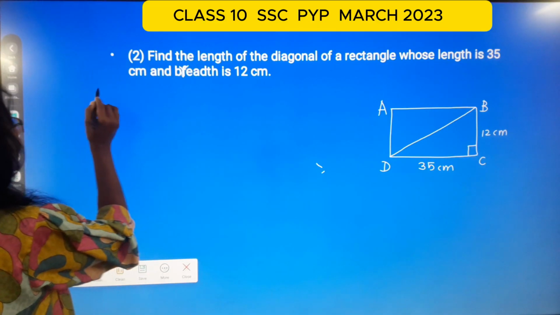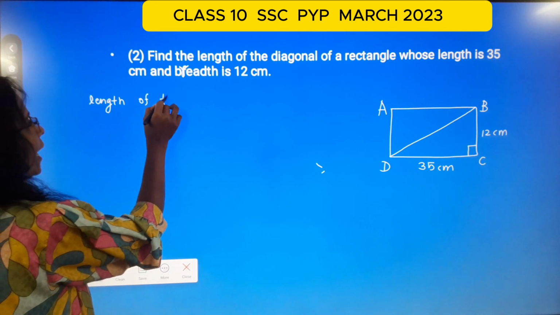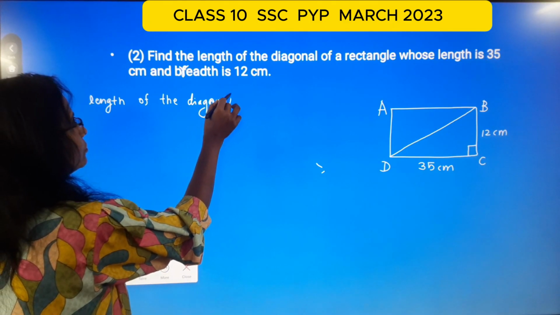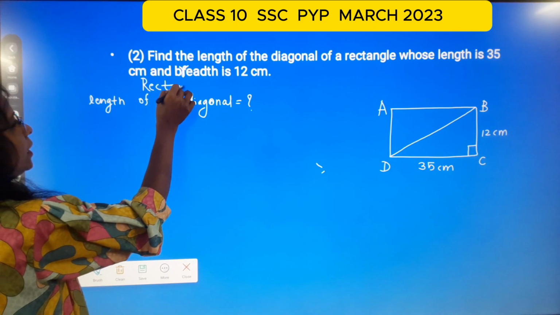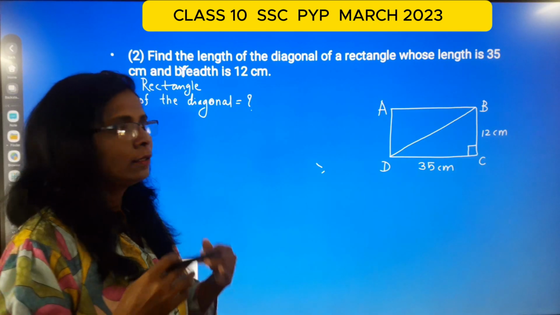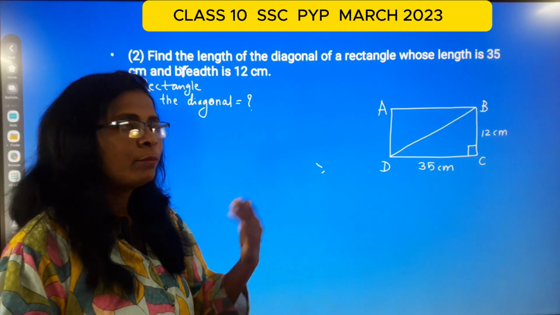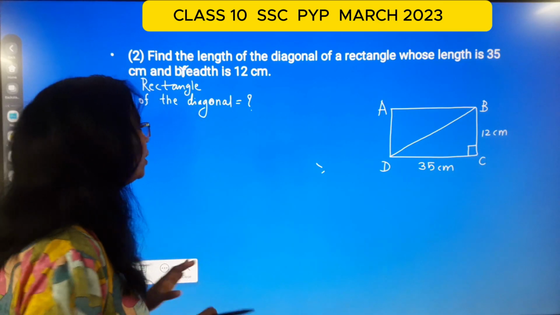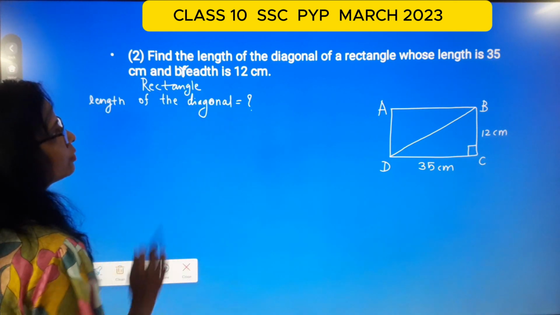So first I write the length of the diagonal is equal to question mark. First I write here the name of the rectangle. Do not write every time length of the rectangle, breadth of the rectangle. One time you write down the rectangle, then it is enough. Do not repeat that word every time. So now the length of the diagonal is equal to question mark.